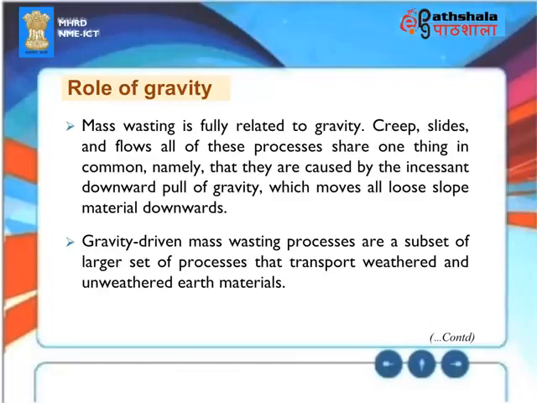Role of gravity. Mass wasting is generally related to gravity. Creep, slides, and flows. All of these processes share one thing in common, namely that they are caused by the incessant downward pull of gravity, which moves all loose slope material downwards. Gravity-driven mass wasting processes are a subset of a larger set of processes that transport weathered and unweathered earth materials.